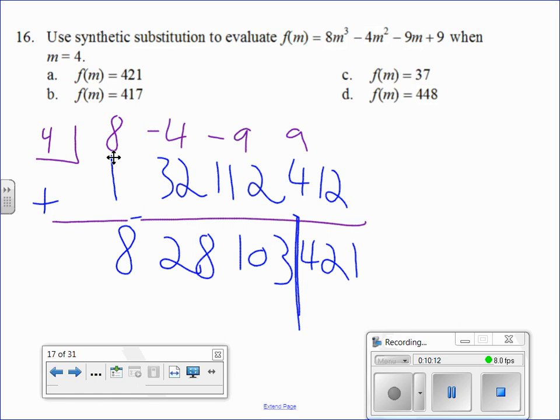Circle it. So ask class which one they want to choose. You want to choose A. Very good. Any questions? Please tell me.